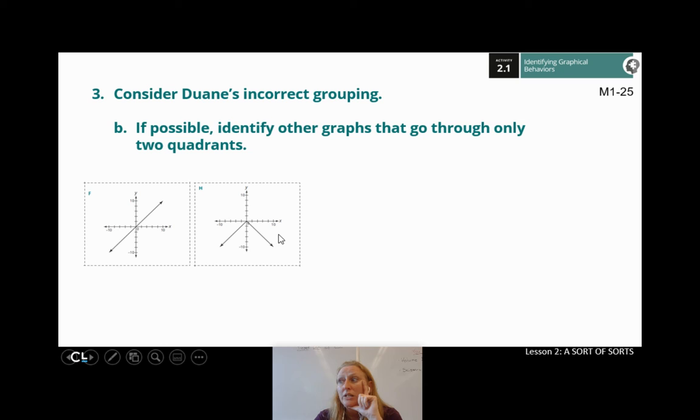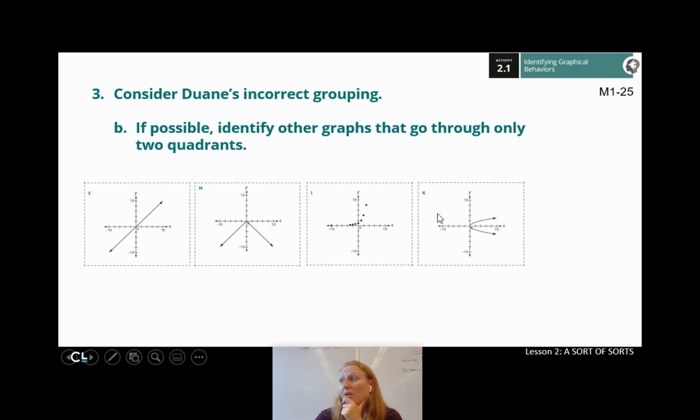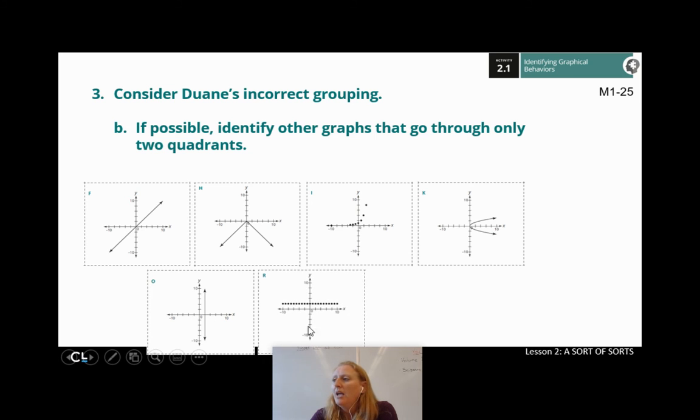Graph H, 1, 2 quadrants. Yep. Graph I, because it flattens out here at 0. Yeah, so it only does 1, 2 quadrants. That was a tricky one. Graph K, 1st and 4th quadrants, only 2. Graph O actually also only goes through 2 quadrants, quadrants 1 and 4. And of course, graph R only goes through 2 quadrants right next to each other, quadrants 1 and 2.